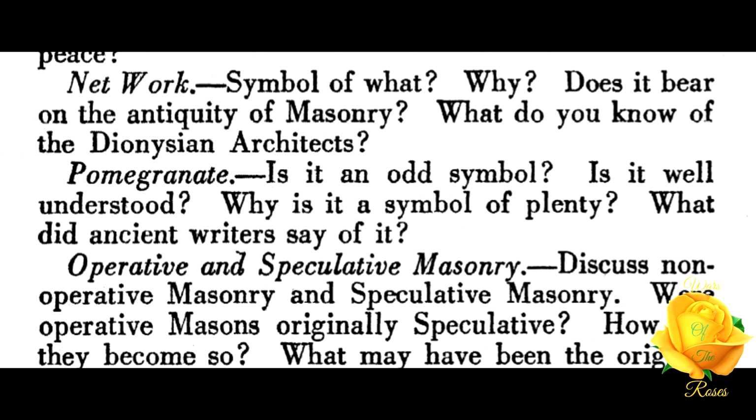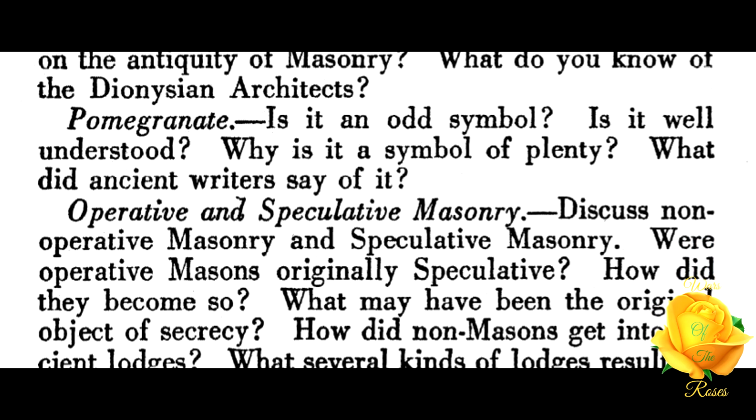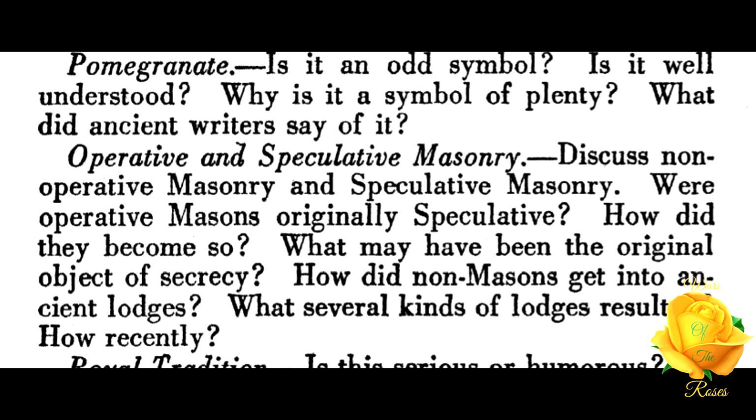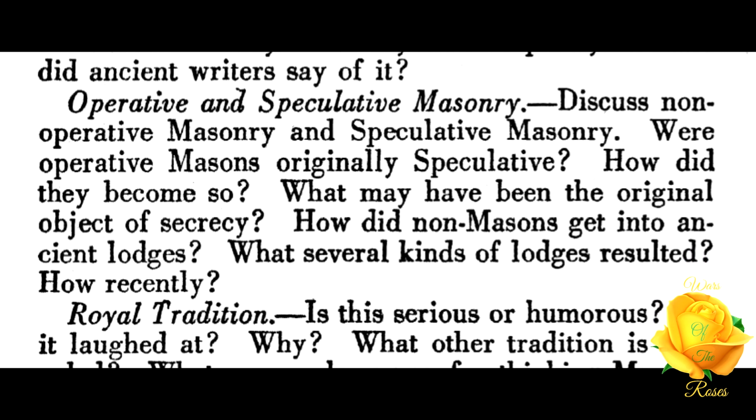Operative and speculative Masonry. Discuss non-operative Masonry and speculative Masonry. Were operative Masons originally speculative? How did they become so? What may have been the original object of secrecy? How did non-Masons get into ancient lodges? What several kinds of lodges resulted?